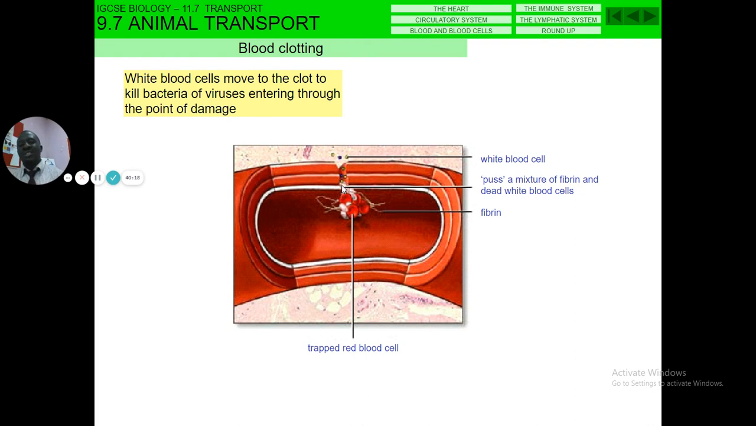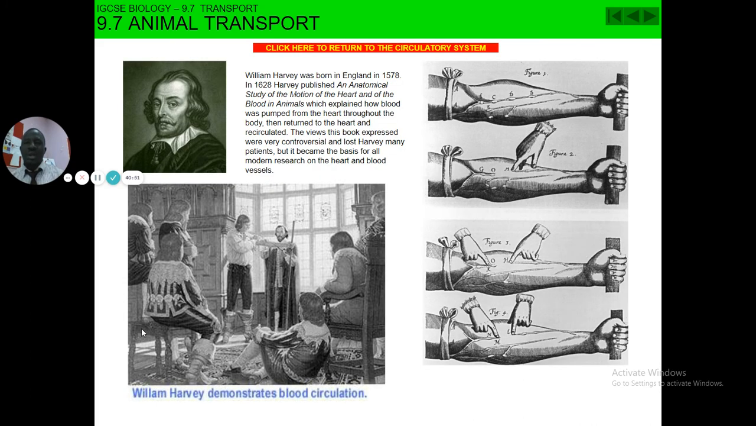That pus also joins to form the scab. Actually, the clot forms the scar around the wound. So it's so unfortunate that some people remove that clot. When you remove that clot because you want smooth skin, chances are high that you are making that body susceptible to reinfection. So we need to be very careful when we are dealing with those areas of ours.